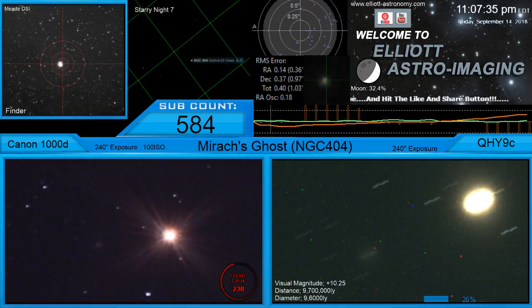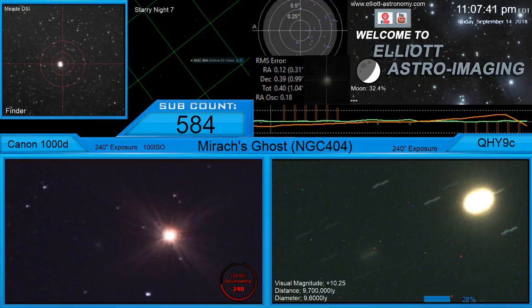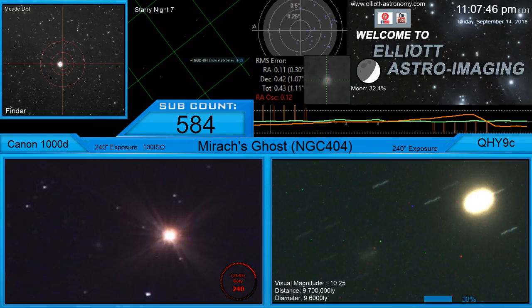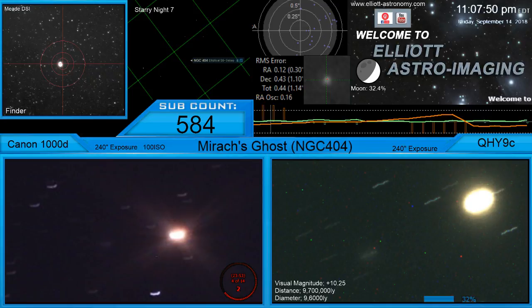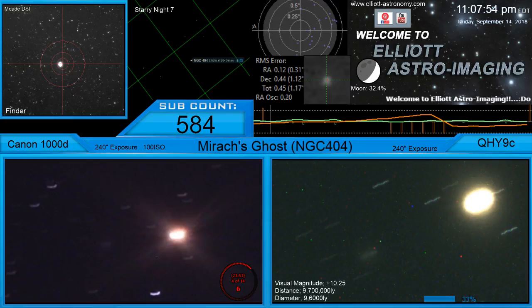Actually, yeah, you're going to see how much the star moves on that one. So pretty much just ignore those 2 frames because that got really bad.